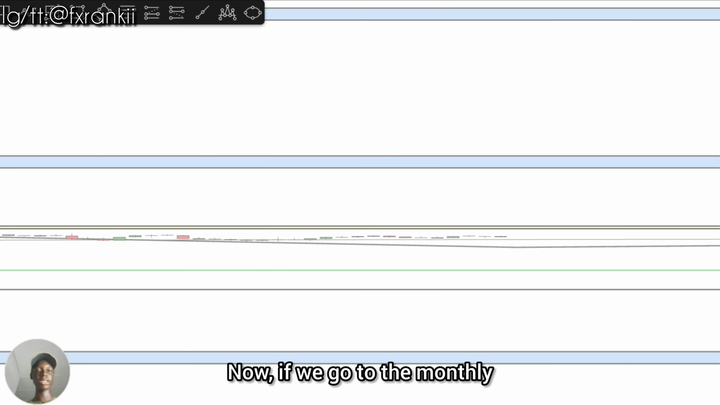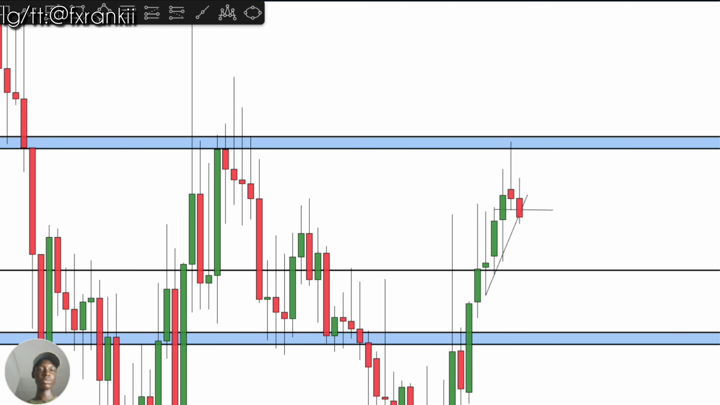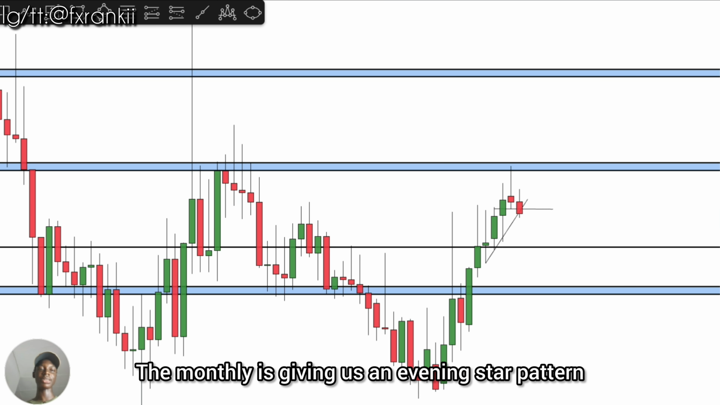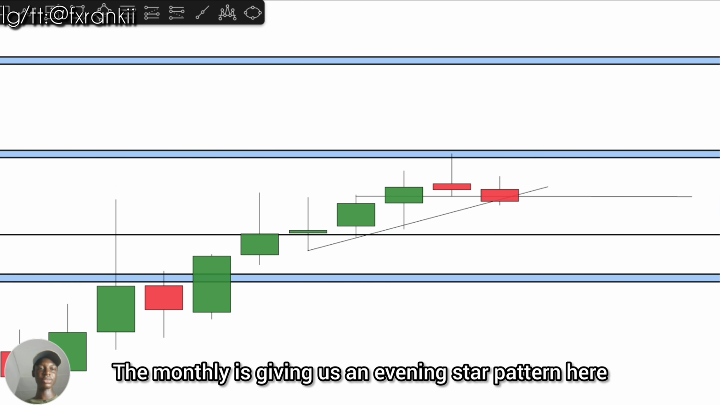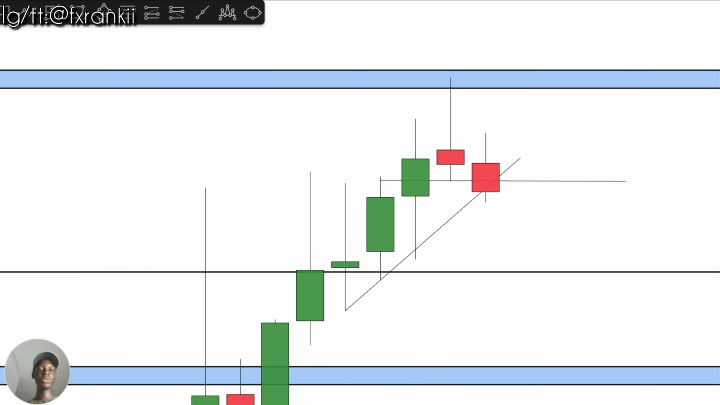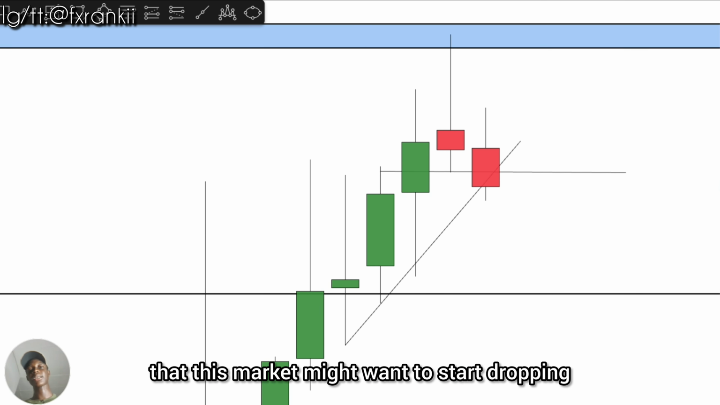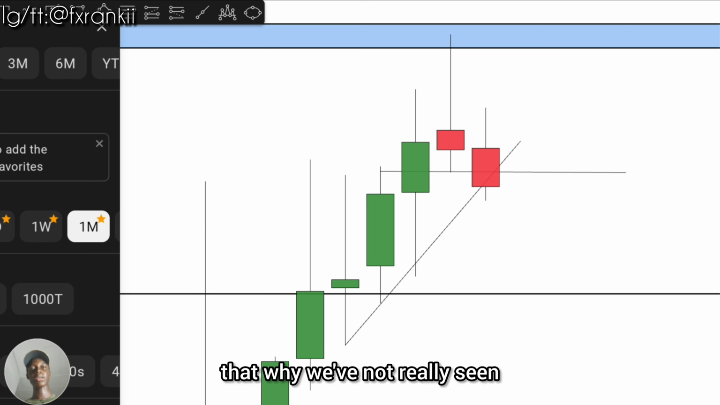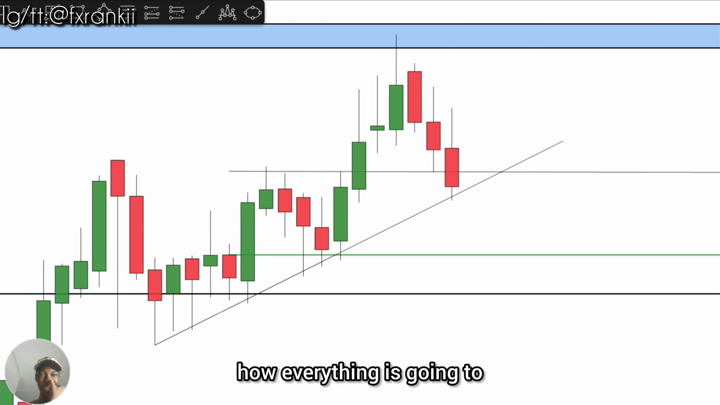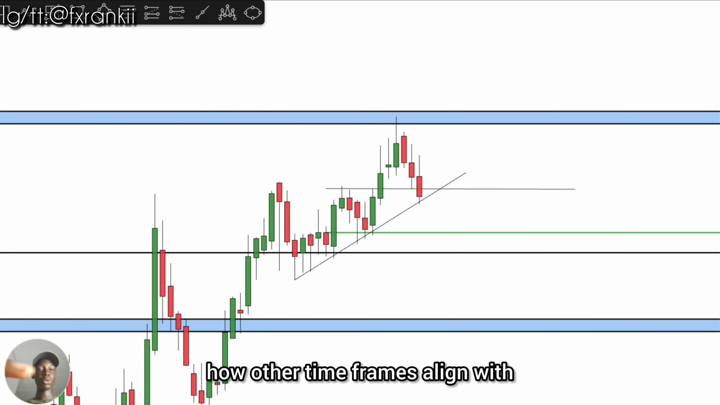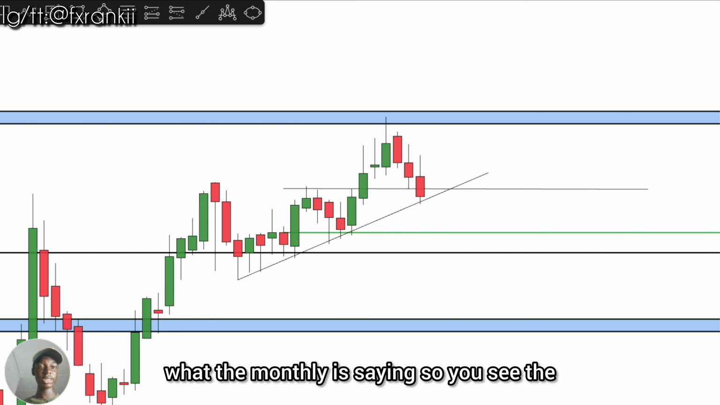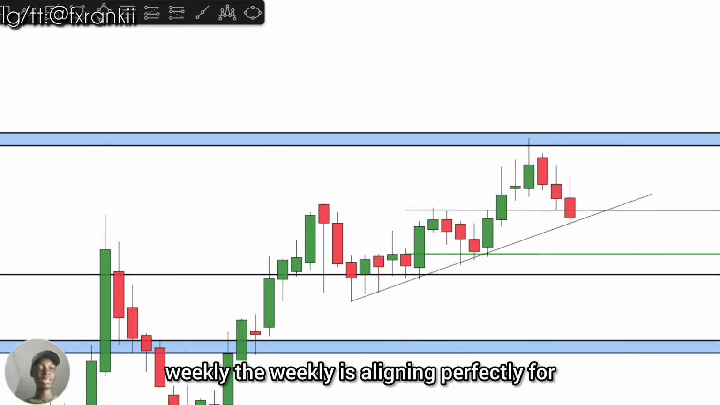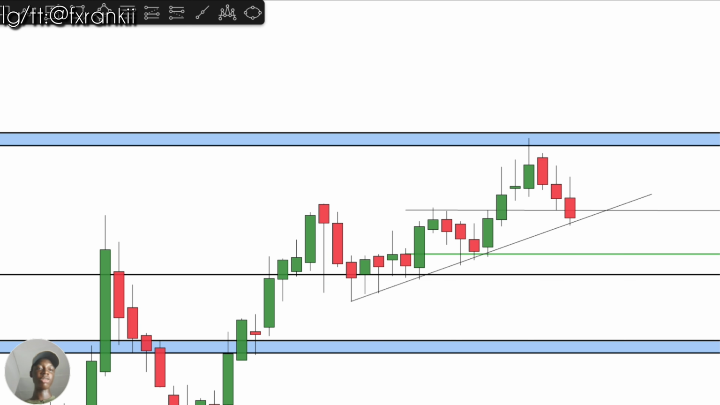Now if we go to the monthly, this is what the monthly is telling us. The monthly is giving us an evening star pattern here, which is in a way telling us that this market might want to start dropping, but we cannot really be certain about that. Why? We've not really seen how other time frames align with what the monthly is saying. So you see the weekly is aligning perfectly for a weekly retracement, which is what I'm seeing.